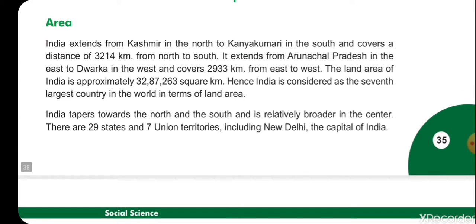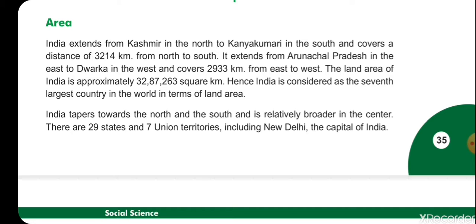Area. India extends from Kashmir in the north to Kanyakumari in the south and covers a distance of 3,214 kilometers from north to south. It extends from Arunachal Pradesh in the east to Dwarka in the west and covers 2,933 kilometers from east to west. The land area of India is approximately 32,87,263 square kilometers. Hence, India is considered as the 7th largest country in the world in terms of land area.